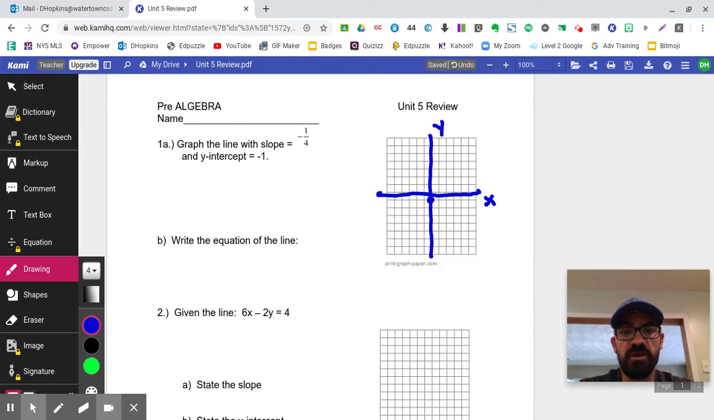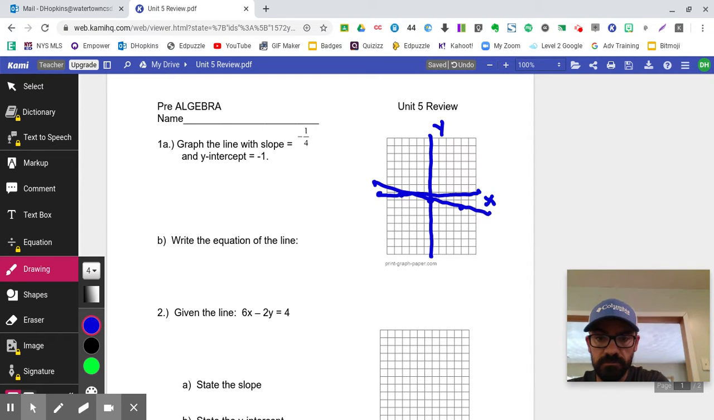The slope from there is -1/4, so I go down 1 over 4. If I run out of room, I can go backwards. I can go up 1, back 4. And then go ahead and graph your line. And label.